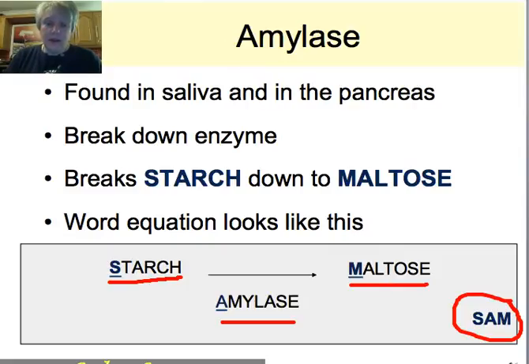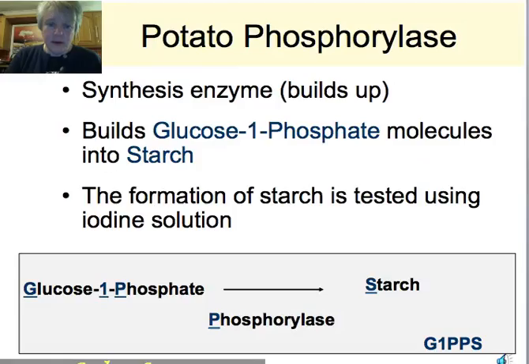Now, one other enzyme you need to know about is this enzyme here, which I'm hoping is going to come up in the next slide. It's just taking a long time to appear. Not quite sure what it is I'm doing. Oh, here it is here.